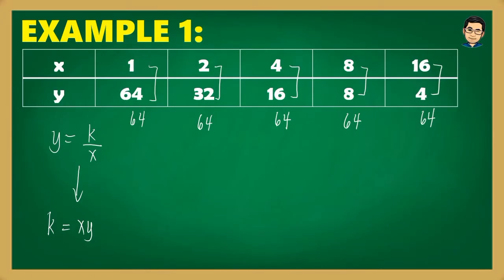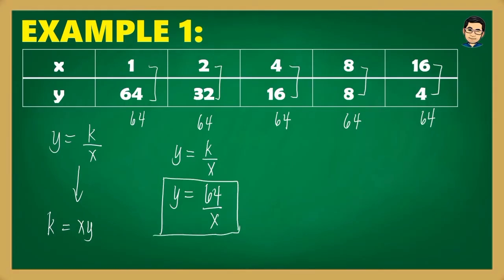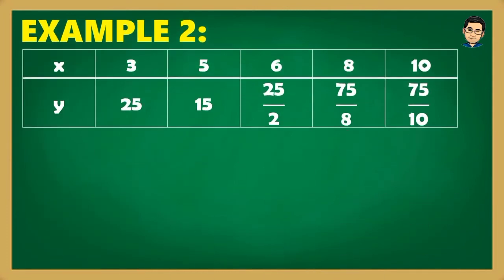So, para kunin po yung kanyang equation of variation, y is equal to k over x. Okay. So, y is equal to the value of k, that is 64, over x. So, ito po yung ating equation of variation. And then, sulat lang ulit natin, yung constant of variation natin is 64. For the next example, ayan.